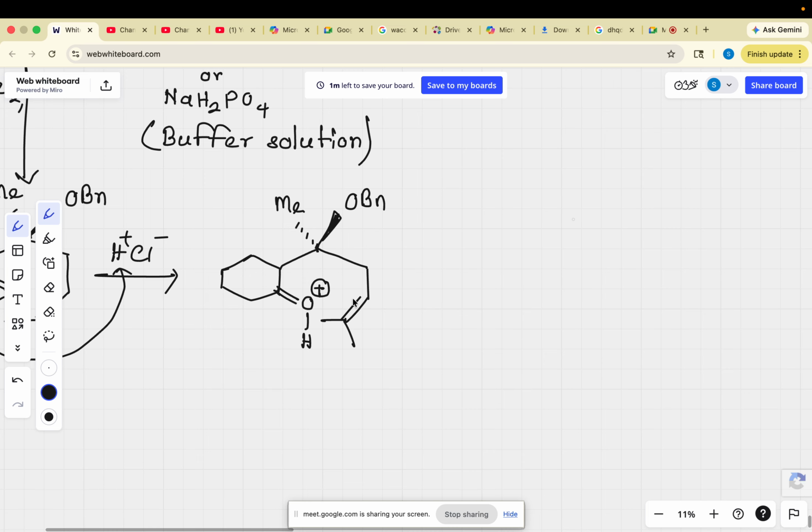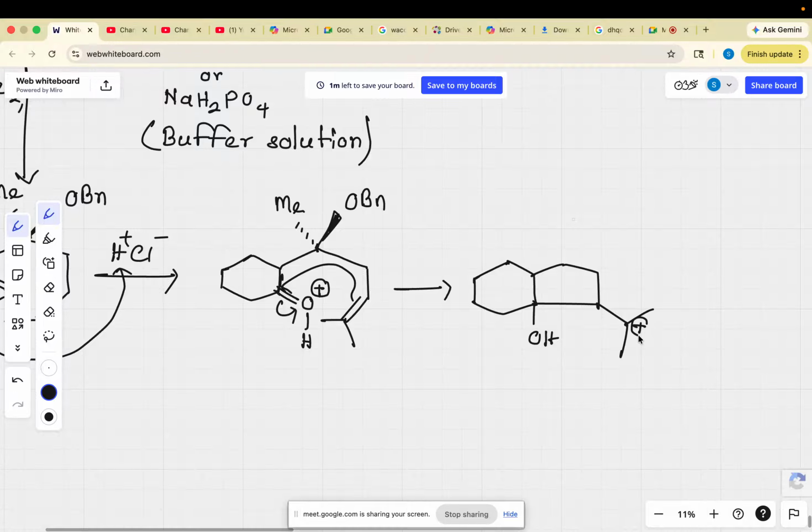If this double bond is breaking and attacking on this carbon center, the double bond will break and the oxygen will get neutralized. And what is forming? A 5-membered ring is forming. So you are getting this 5-membered ring. At this position you are getting OH, and this isopropyl type. So the carbocation is basically forming here.